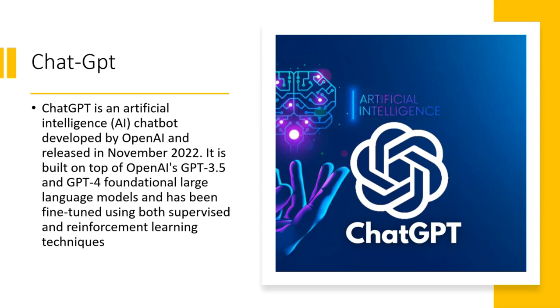So ChatGPT, I mean, it really was rolled out by OpenAI in November 2022. There's GPT 3.5 and then 4. 4 is like the upgraded version. And it's a large language model, and it was fine-tuned using supervised reinforcement learning techniques, whatever that means. But so it's really been out there.